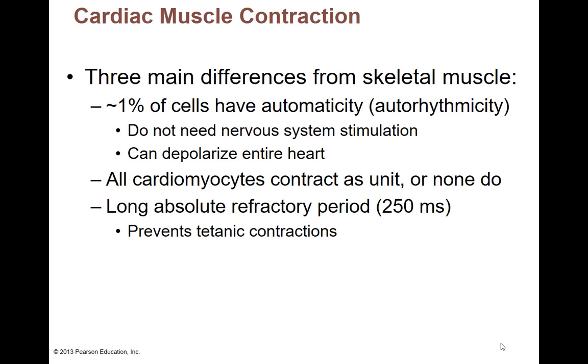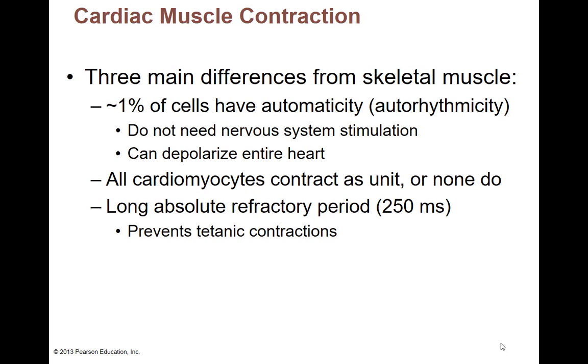It can also depolarize the entire heart. So every muscle fiber will depolarize. In our skeletal muscle fibers, we usually do just a couple here and there so our muscles don't tire out. Our cardiac muscle tissue, we make every single muscle cell work together to make sure we're pumping all of the blood. And so all of your cardiac muscle cells, the cardiomyocytes, contract as a unit, or none do.